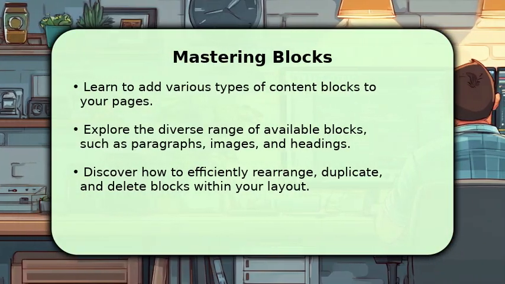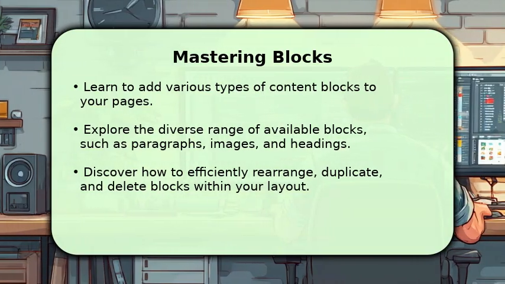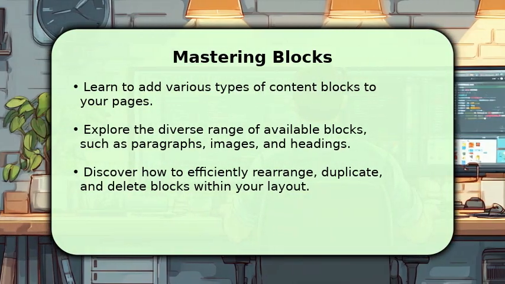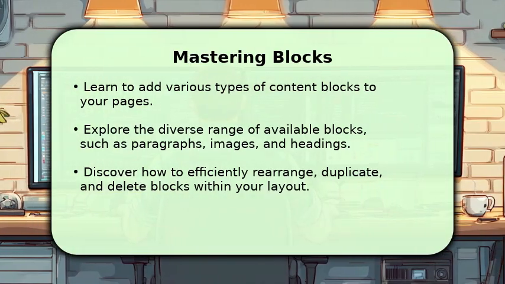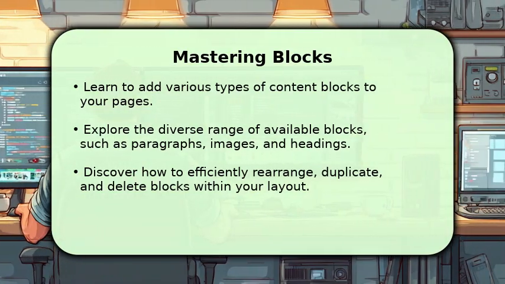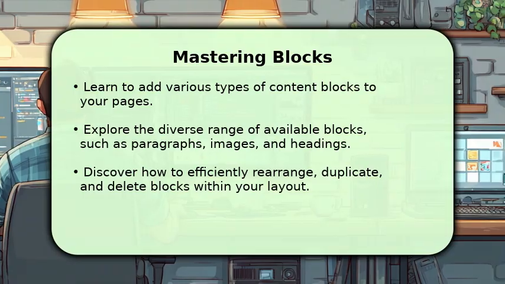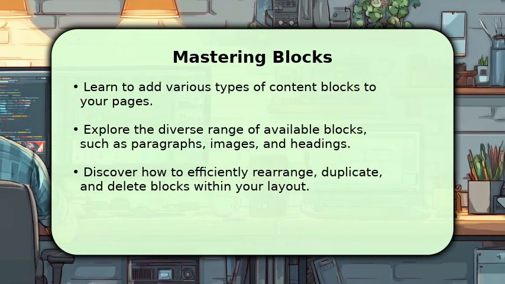To add content, simply click the plus icon, often found in the top left or within the content area. You'll find over 100 different block types, including paragraphs, headings, images, and lists. Each block is a distinct piece of content you can easily move, duplicate, or delete. Experiment with various blocks to see how they can enhance your page's layout and visual appeal.